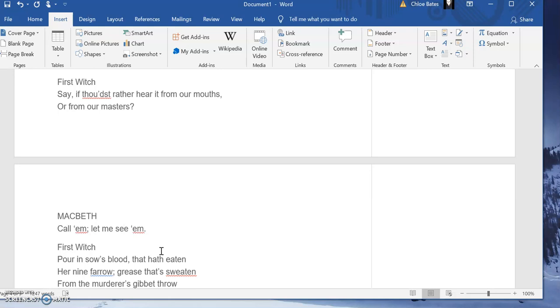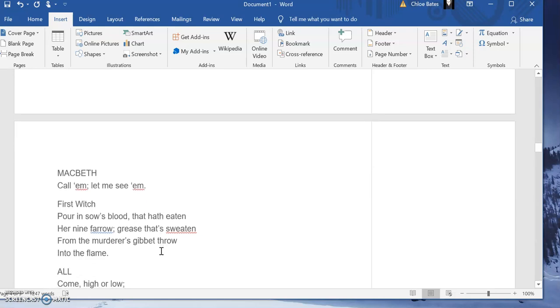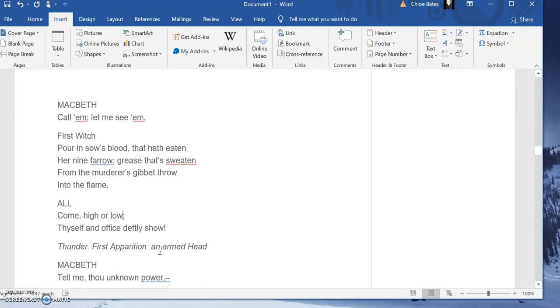The first witch: Pour in a sow's blood, that have eaten her nine farrow, grease that's sweating from the murderer's gibbet, throw into the flame. Come high or low, thyself in office deftly show.